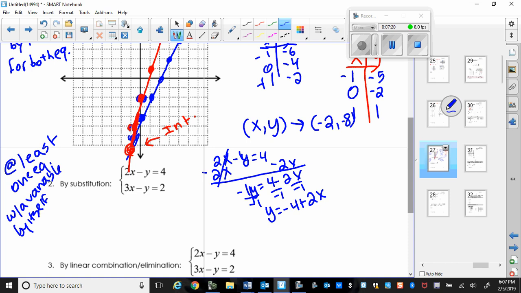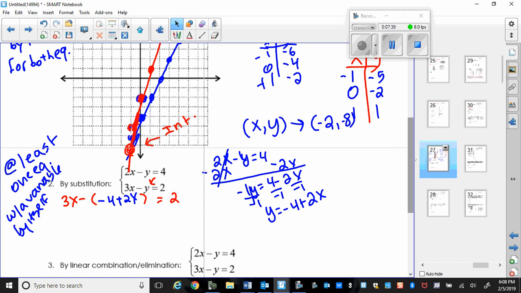Now I can go back and do the work I need to do. So I'm going to plug that into right here. So 3x minus what y equals. So what does y equal? It equals -4 plus 2x. And remember before what I said about what happens when a parentheses has a negative in front.